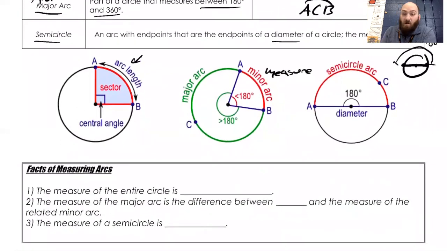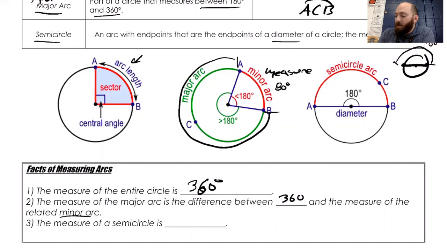All right, the measure of the entire circle. Hopefully we remembered that from our days in other math classes before this, but circles are 360 degrees. The measure of the major arc is the difference between 360 and the measure of the related minor arc. So that's a neat little feature of that. When you look at this one right here, whatever this minor arc is, let's say it's 80 degrees. That would mean the major arc going the rest of the way is 360 minus 80, which gives me 280 degrees. Okay, so that's always going to be the case there.